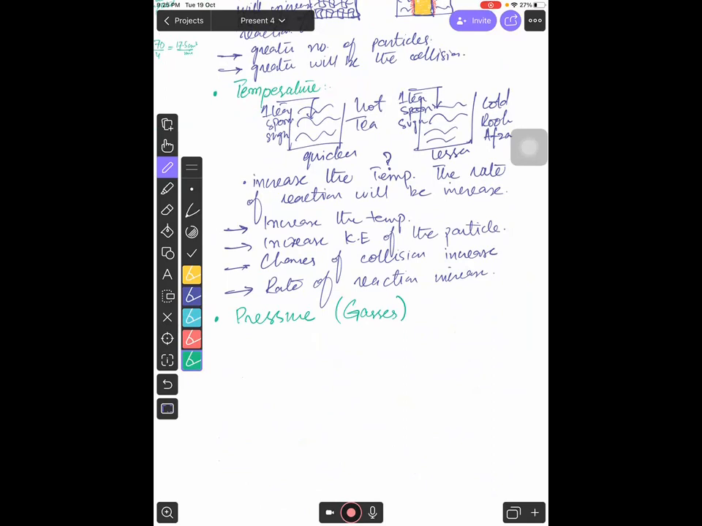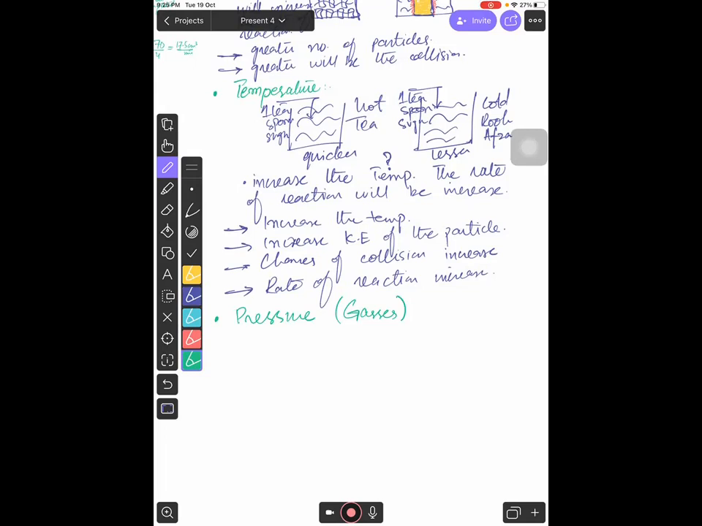We know that solids are not compressible. We know that the particles are tightly packed to each other. We know that liquids are also not compressible because they have fixed volumes, right? They are not compressible because their particles are closely packed to each other. Although they are disordered in arrangement, they are closely packed to each other. So when solids and liquids are not compressible, definitely there is no use of pressure there.